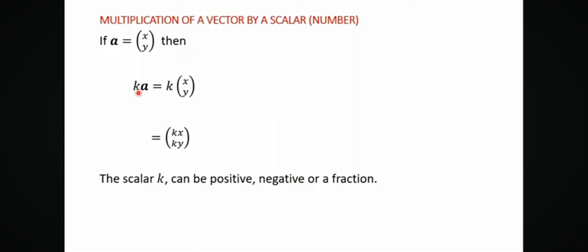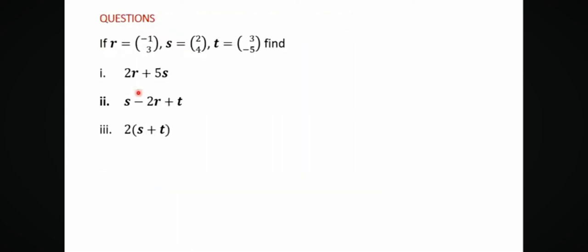Let's take some examples and see how to do this. So you have the question: vector r is giving us -1, 3, s is giving us 2, 4, and t is giving us 3, -5. And we are finding 2r plus 5s, s minus 2r plus t, and 2 into bracket s plus t. So let's pick the first one, 2r plus 5s.